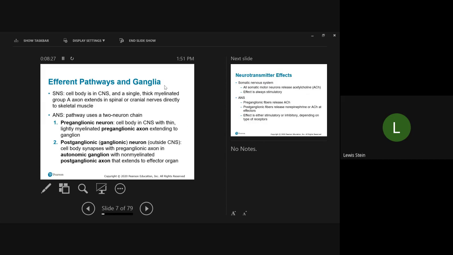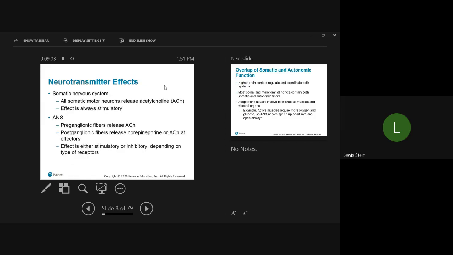In the somatic nervous system, the cell body's in the central nervous system, and you have a thick myelinated group A fast axon going all the way through the spinal and cranial nerves to skeletal muscle. In the autonomic, two nerve chains: preganglionic cell body in the central nervous system, thin, lightly myelinated preganglionic fibers to a ganglion, and then the ganglion outside, by definition, of the central nervous system, an autonomic ganglion with a non-myelinated postganglionic axon that extends. So it ain't fast. It ain't quick. So you can see that.